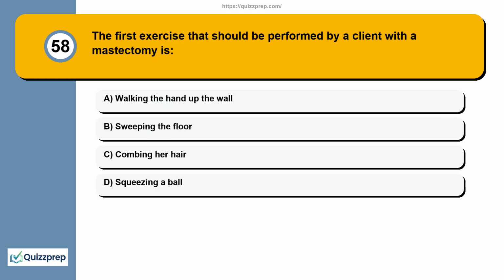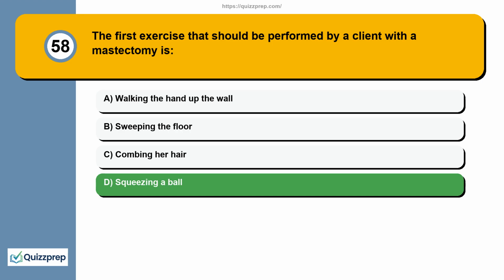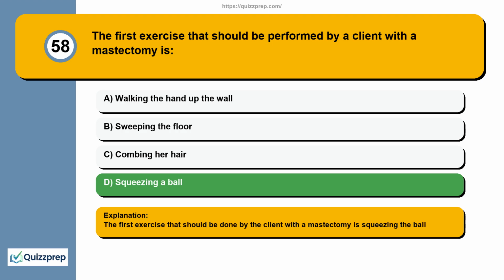Question 58. The first exercise that should be performed by a client with a mastectomy is walking the hand up the wall, sweeping the floor, combing her hair, squeezing a ball. The first exercise that should be done by the client with a mastectomy is squeezing the ball.